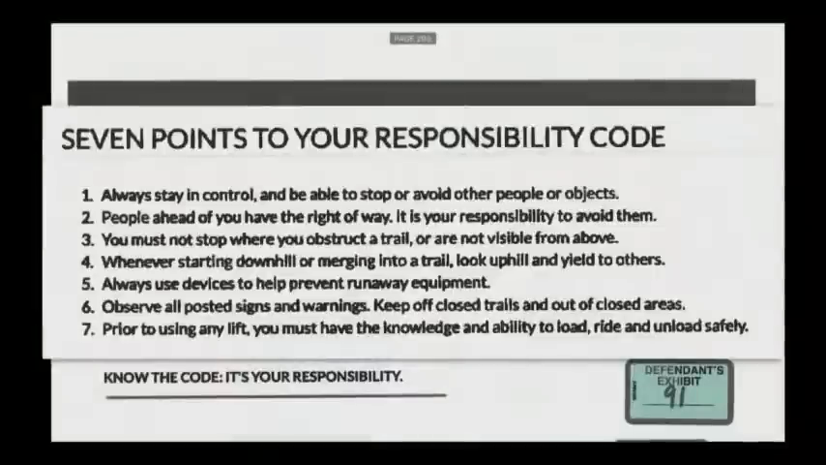And the second one maybe is more important. People ahead of you have the right of way. It is your responsibility to avoid them. Can you explain what that means for skiers? Yes, and the presumption is when people are skiing down a run, the people in front of you aren't going to have that rear view like you would. You'd be in a better position as an overtaking skier to see the people in front of you. Got it.